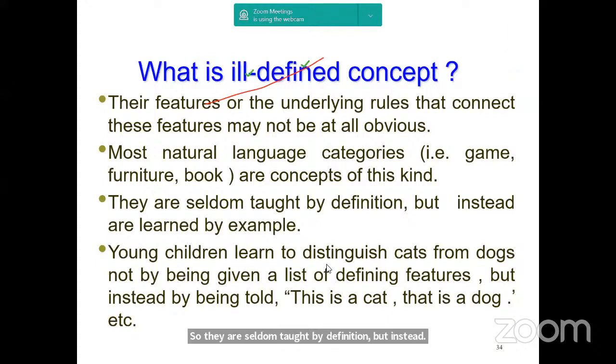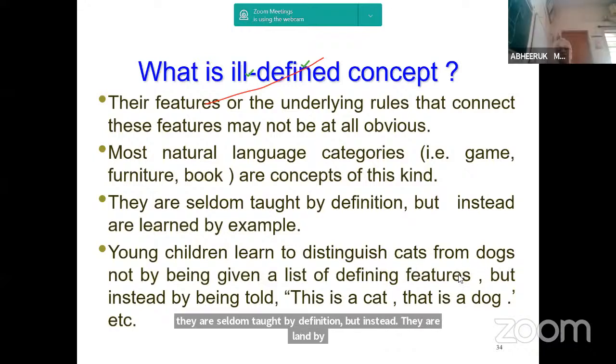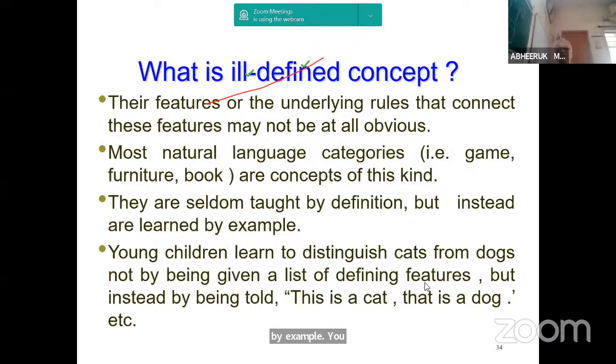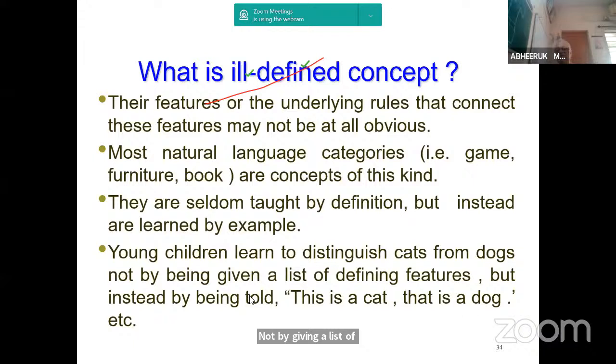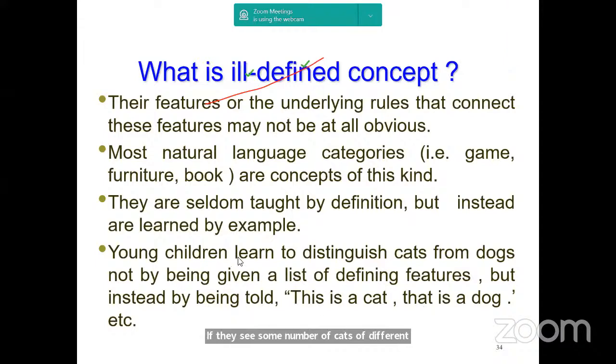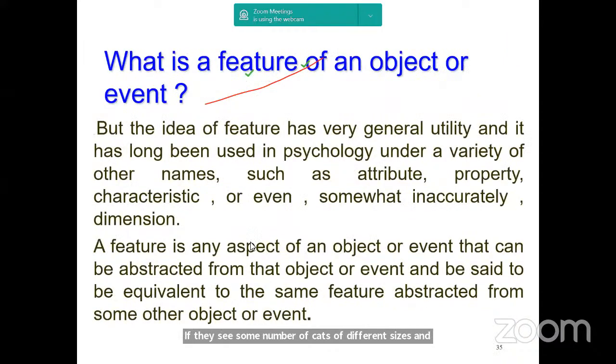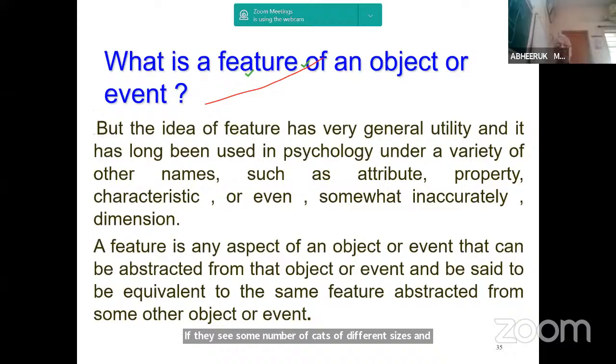Young children learn to distinguish cats from dogs, not by being given a list of defining features, but by being shown that this is a cat, this is a dog. If they see a number of cats of different sizes and dogs, then they can define. So these are ill-defined concepts. What is the feature of an object or event?